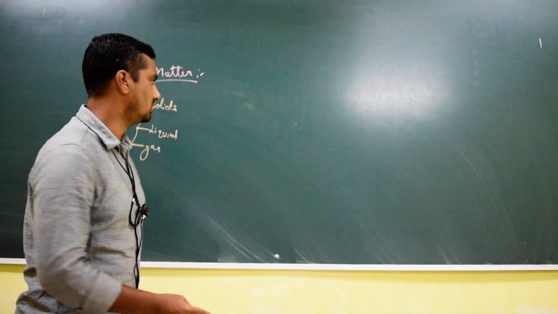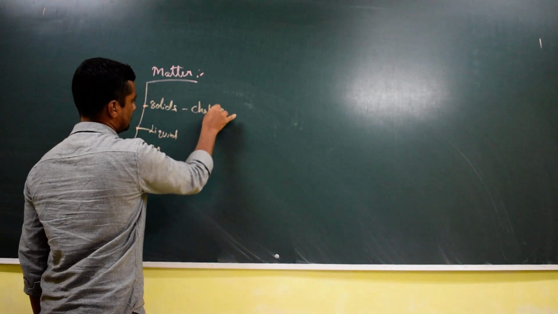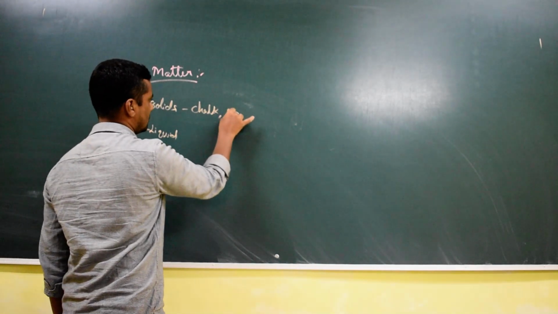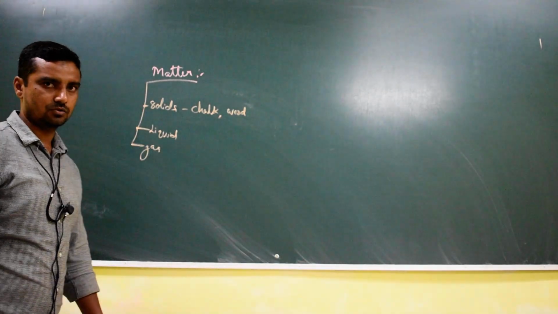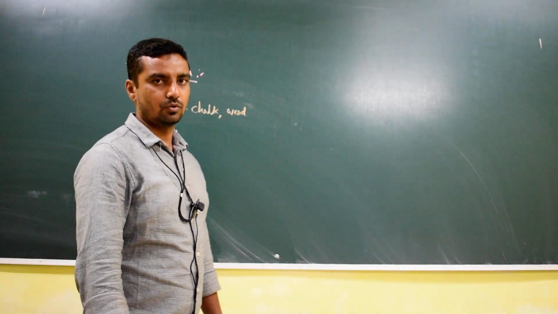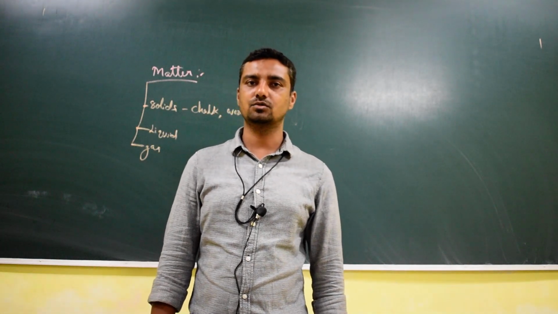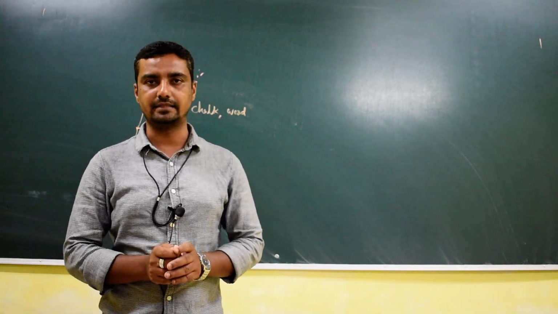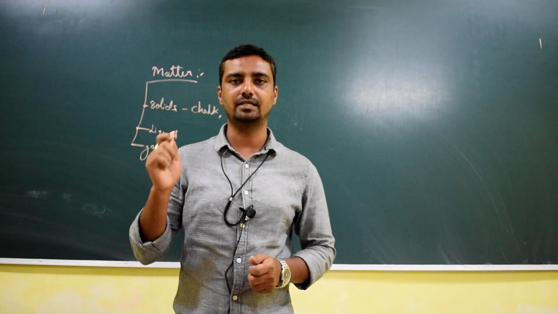This chalk is an example of a solid. The wood piece is also an example. So in solids, the particles are properly and closely arranged. They have a definite volume and a definite shape.